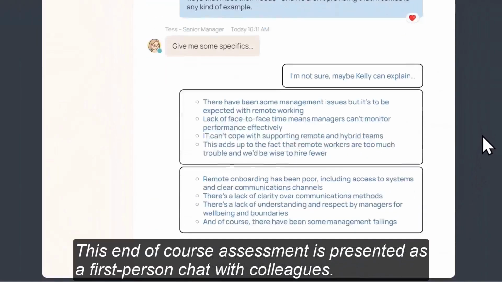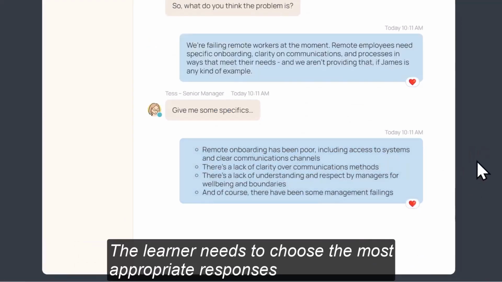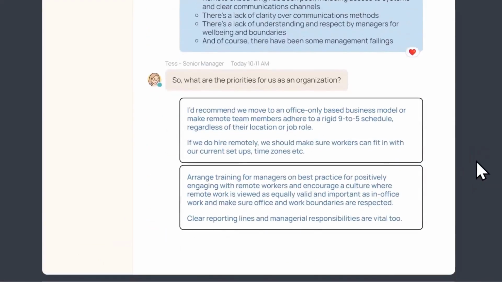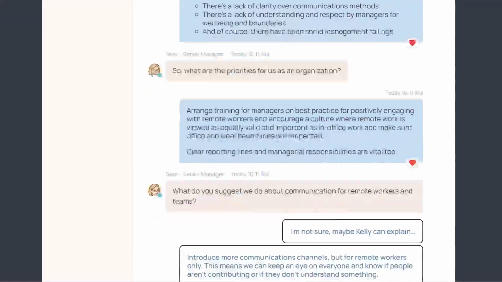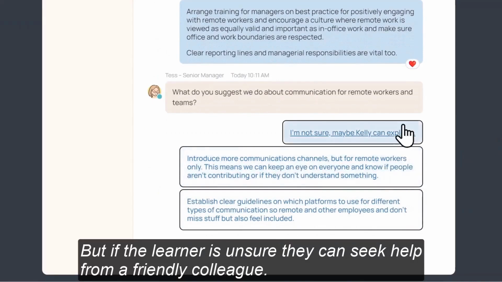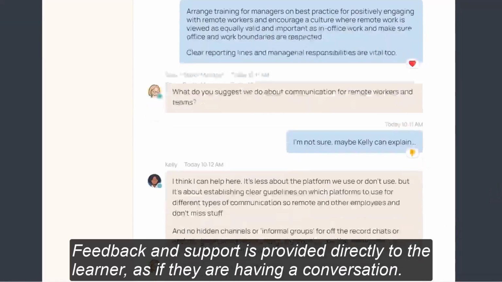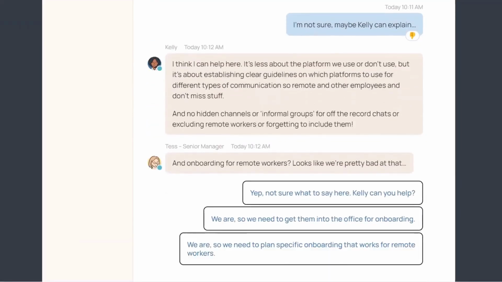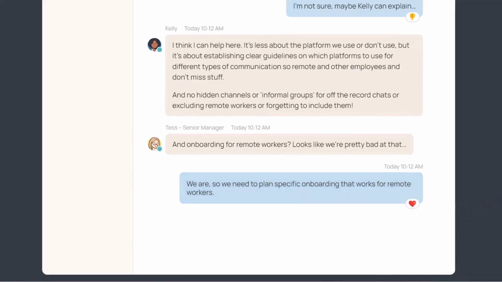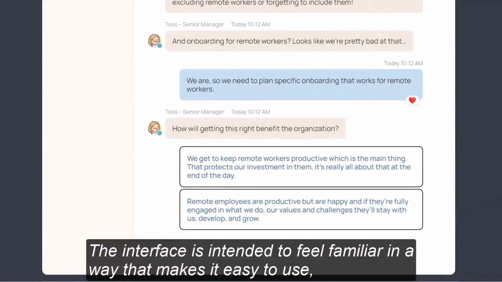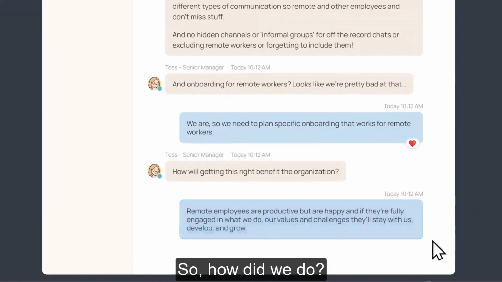This end-of-course assessment is presented as a first-person chat with colleagues. The learner needs to choose the most appropriate responses to solve the problem at hand. Success is indicated by heart reactions. But if the learner is unsure, they can seek help from a friendly colleague. Feedback and support is provided directly to the learner, as if they are having a conversation. This style of interaction reflects the reality of the modern remote workplace. The interface is intended to feel familiar in a way that makes it easy to use, allowing the learner to become part of the story. So, how did we do?